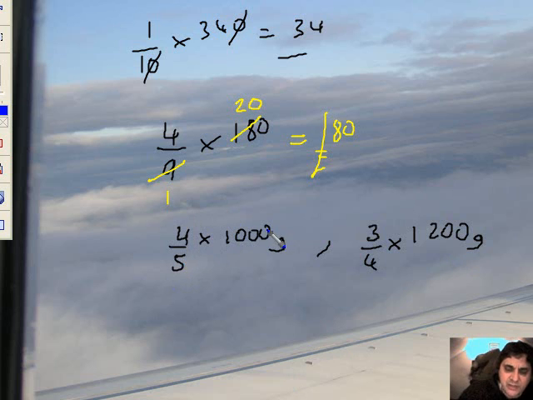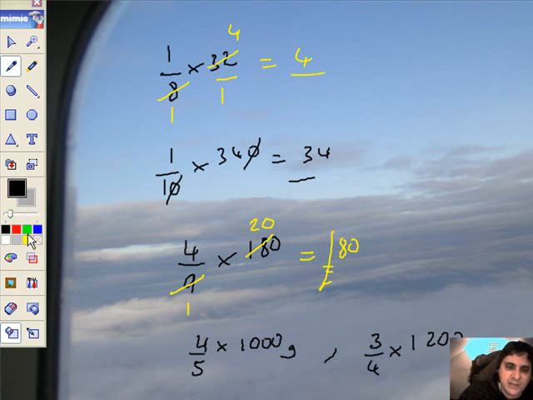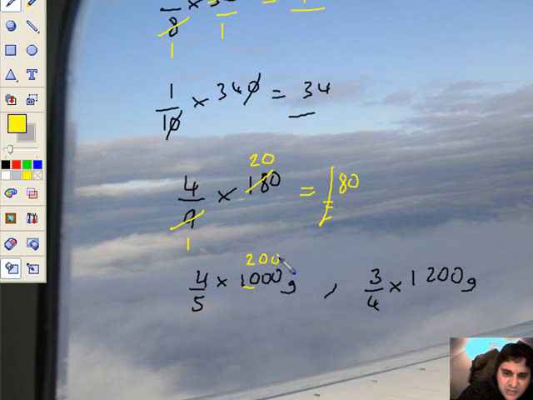Does 5 go into 1,000? Yes, it does, but it scares me. So what I'm going to say is 5 goes into just the 10 twice, then we'll put those extra zeros up there, alright? So 5 goes into itself once, 5 goes into 1,000 200 times, and so now I'm free to work it out. 4 times 200, I've got 800 grams.